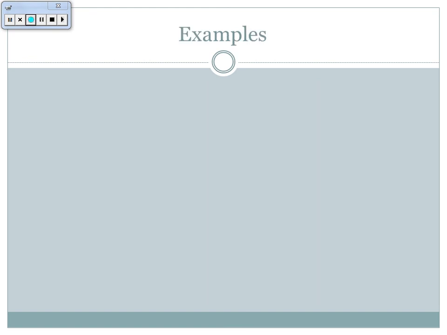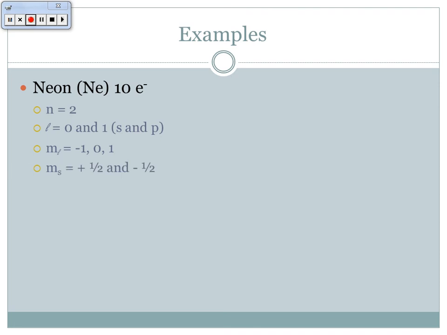So let's do an example, and let's look at neon. Neon has 10 electrons. Its atomic number is 10, so it has 10 protons, so it has 10 electrons. It's also found in the second period, so its n value is 2. An n value of 2 means that it has an L value of 0 and 1, so it fits in the s and p orbitals. Its m sub L range is going to be -1, 0, and 1 for the p orbital, or just 0 for the s orbital. And the m sub s is going to be +0.5 and -0.5.